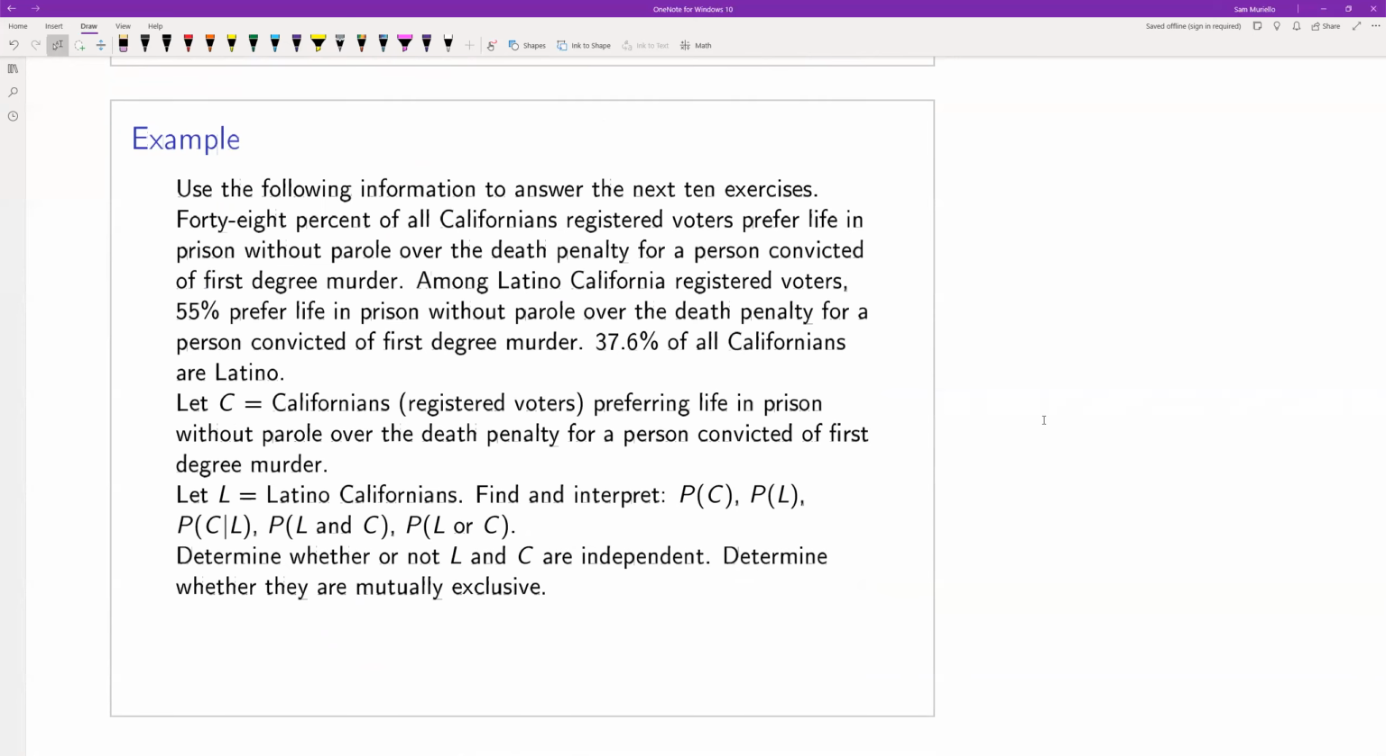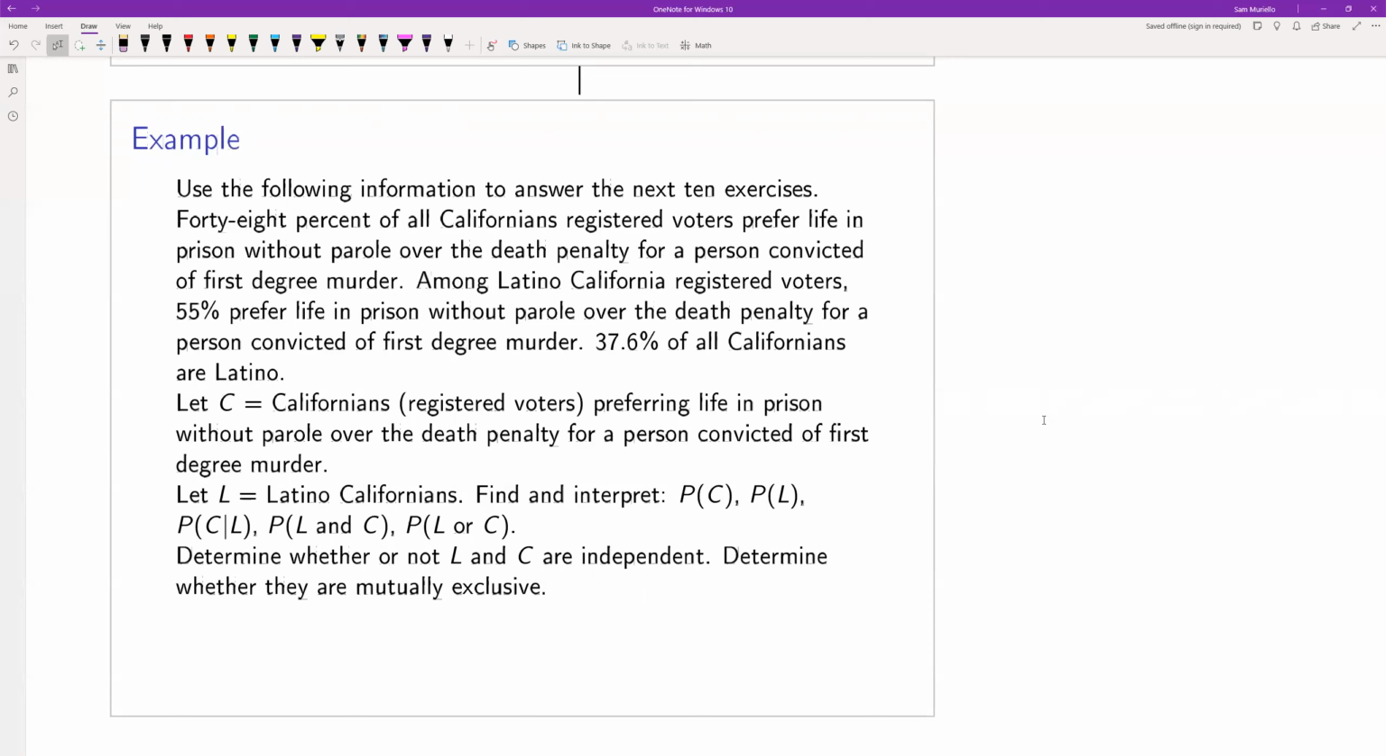48% of all California registered voters prefer life in prison without parole over the death penalty for someone convicted of first-degree murder. Among the Latino California voters, 55% prefer the same option. Furthermore, it tells us that 37.6% of all Californians are indeed Latino. We're going to define C to be the Californians who prefer life in prison over the death penalty for this specific crime. And we're going to let L be the Latino Californians.